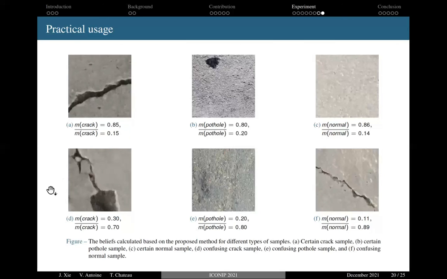On the other hand, the second line shows some confusion samples. For example, the second image represents a Putol sample, but as we can see, it is similar to a normal sample. So our method produces low belief and high uncertainty. Based on our method, we can reduce classification risk and enhance the quality of the target system by rejecting confusion samples.